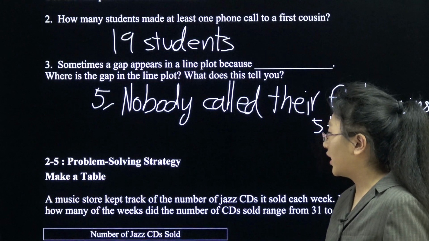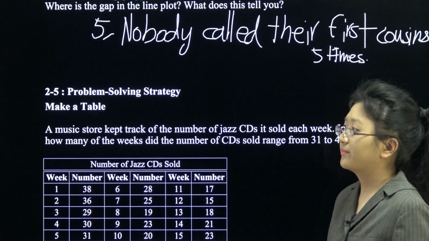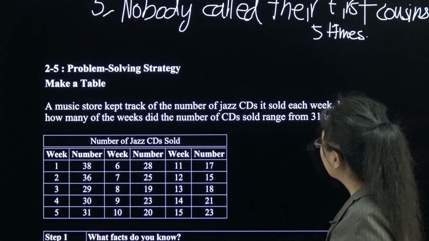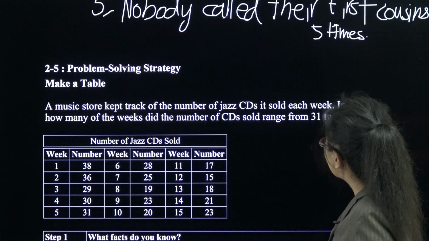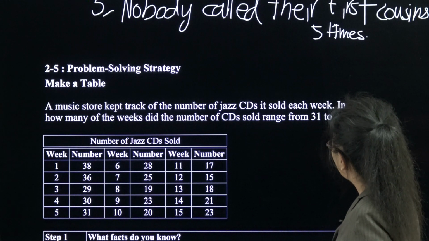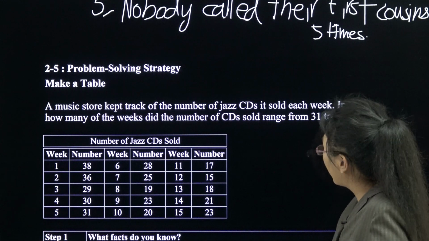Now, we move on to a problem-solving strategy. Make a table. A music store kept track of the number of jazz CDs it sold each week. In how many of the weeks did the number of CDs sold range from 31 to 40?